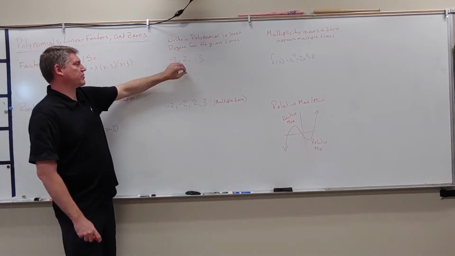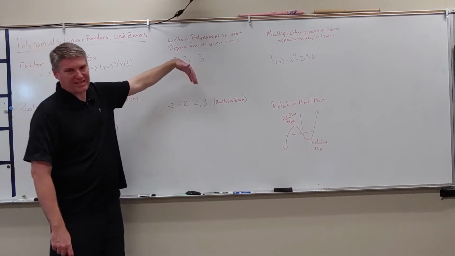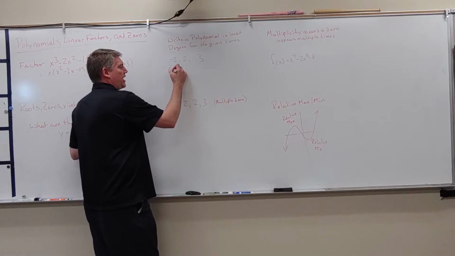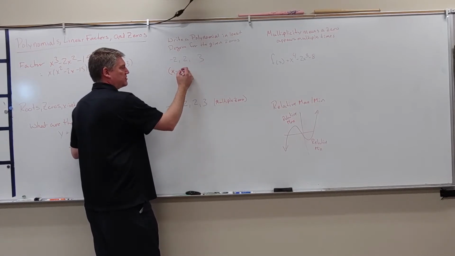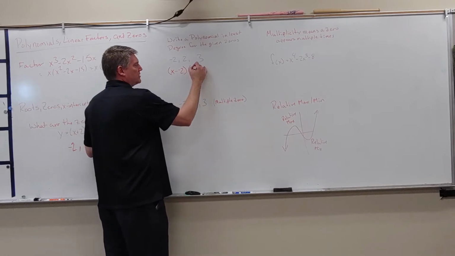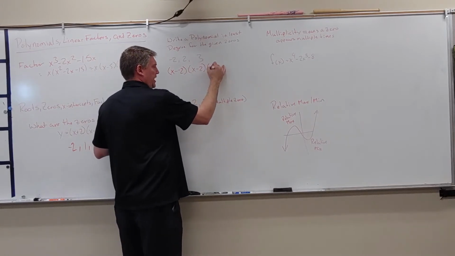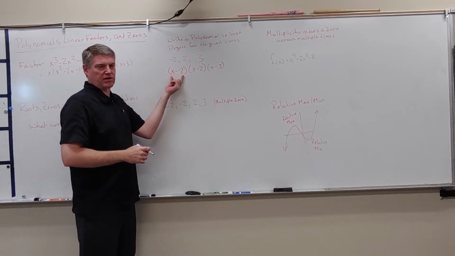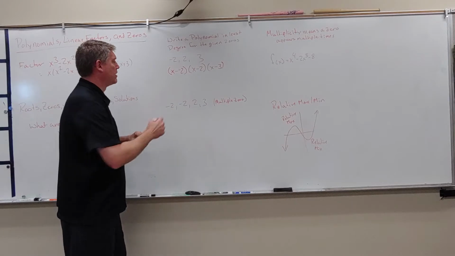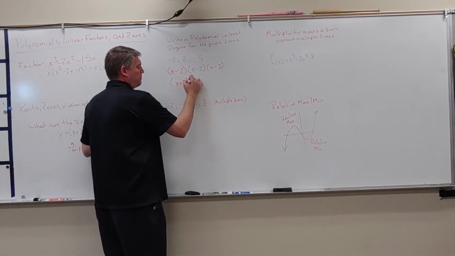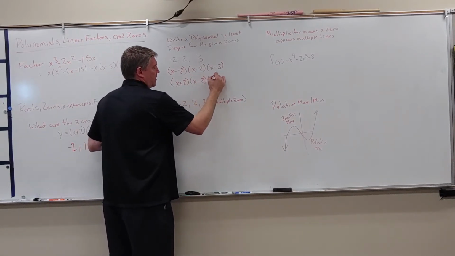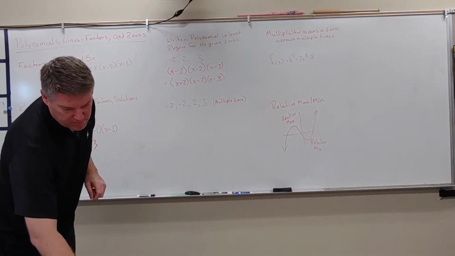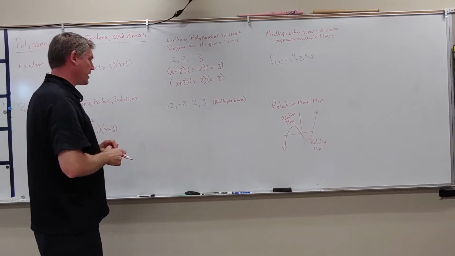Now we want to write a polynomial of least degree for the given zeros. The reason I said least degree is because I could just keep tacking on powers to this. So it's always x minus these numbers: x minus negative 2 times x minus 1 times x minus 3. I'll put them in order. I know a lot of you are not going to double write this, and that's fine. So here's my polynomial, and we're going to leave it in that form.